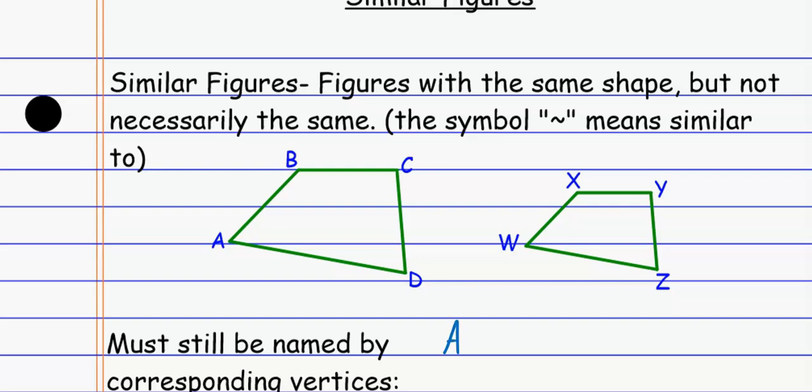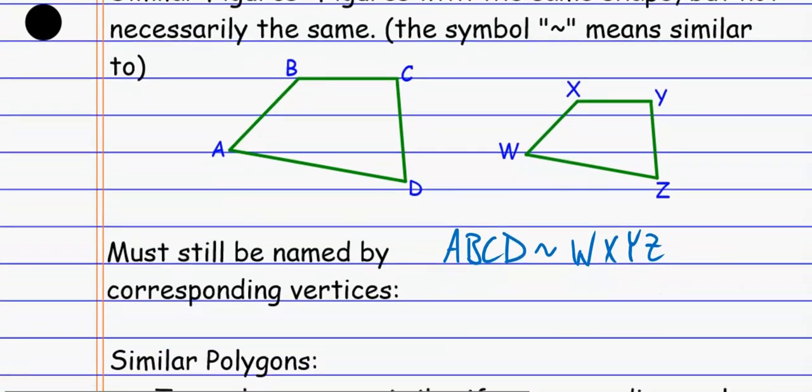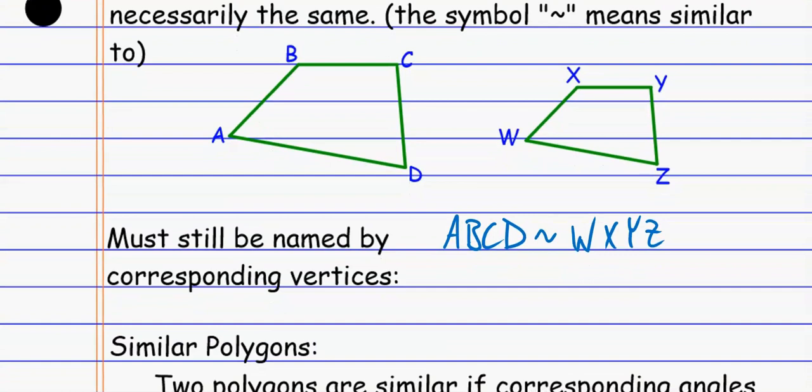If I called the first one ABCD, I would say that's similar to, sorry, that's a terrible looking tilde symbol, the second one would be WXYZ. I have to go in the same order for the second one as I did for the first one. And those angles have a special relationship. They match up. And the sides have a special relationship as well. So let's talk about those relationships.